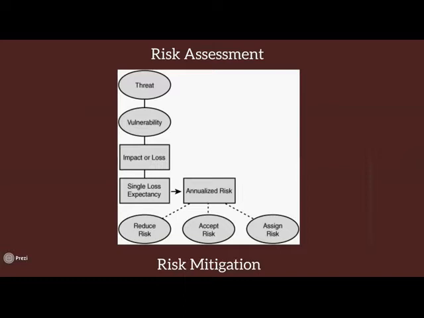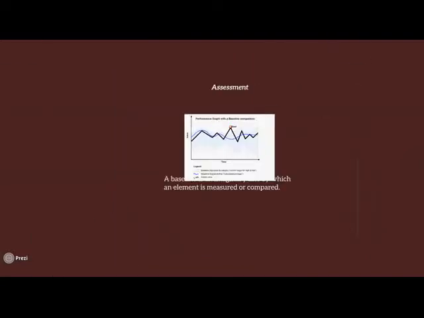The final step is to determine what to do about the risk, or risk mitigation. First, an organization could attempt to diminish the risk. The second approach is to transfer the risk by making someone else responsible. This is called insurance for the most part. And the final approach is to simply accept the risk. We're just going to take this risk.